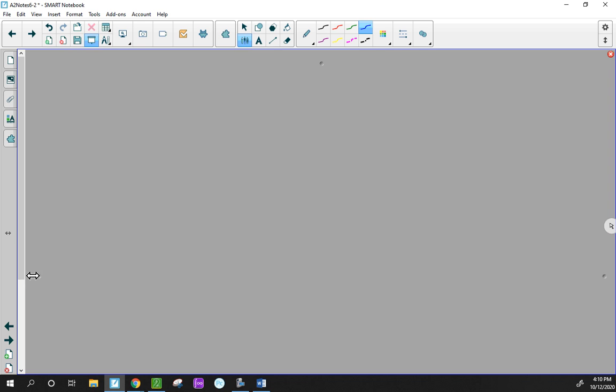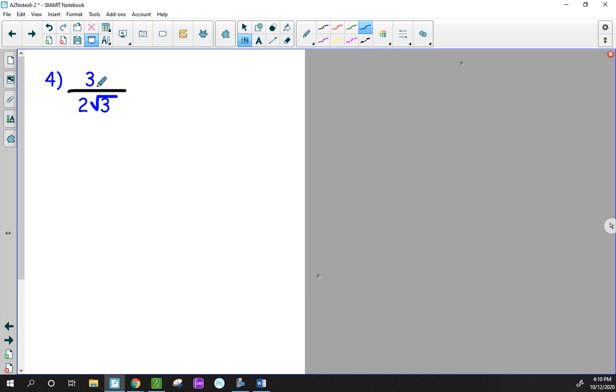Okay, number 4. I'll notice on this one I have a 3 with no radical on top, 3 divided by 2 radical 3. Also notice that this is a single term, it's one term. I cannot leave the radical on the bottom, so I'm going to have to rationalize. To rationalize this, you're going to have to multiply the top and bottom by radical 3. Again, the reason that's going to work is kind of thinking ahead, that's going to give me a square root of 9, and I can actually simplify the square root of 9.